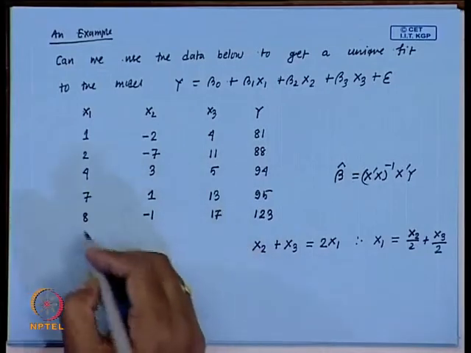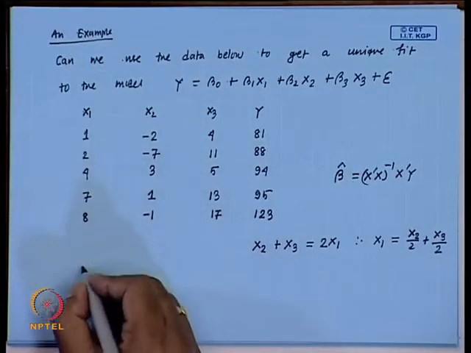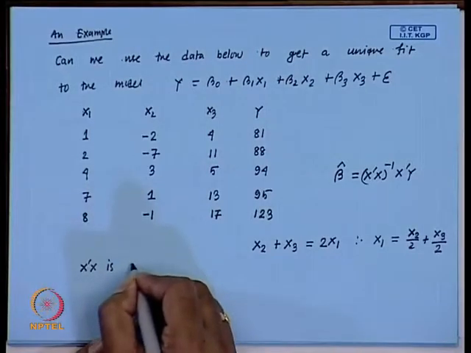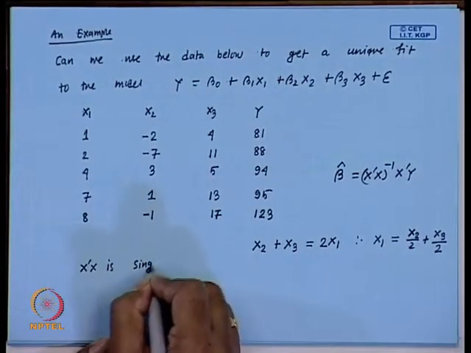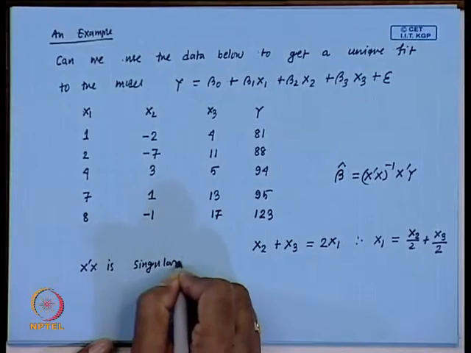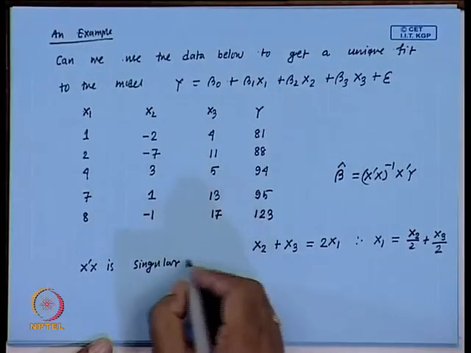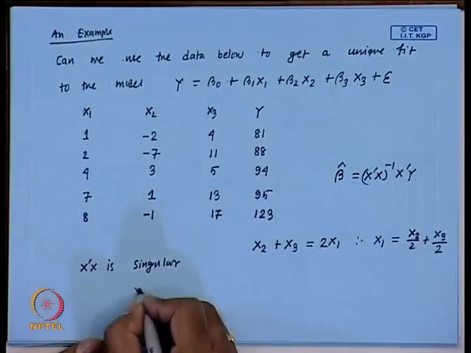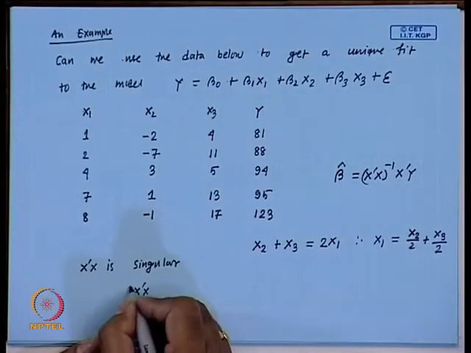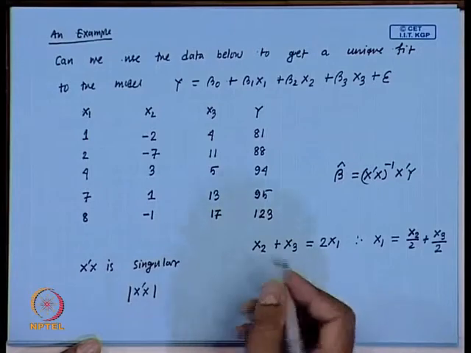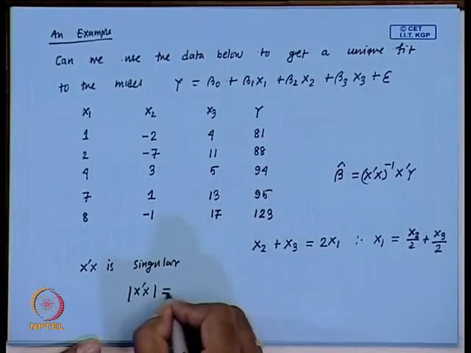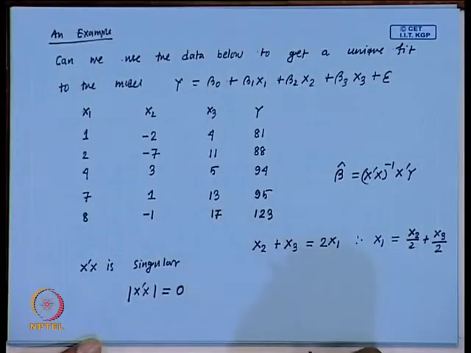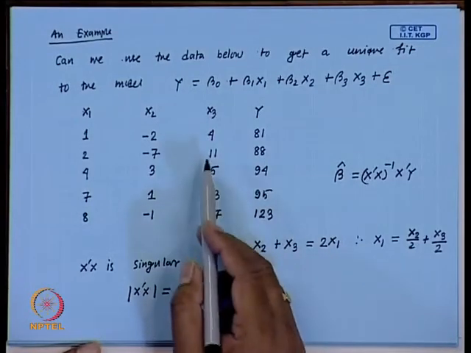Because of this fact they are not independent, that is why X prime X is singular. So, the determinant of X prime X here is exactly equal to 0. Okay.